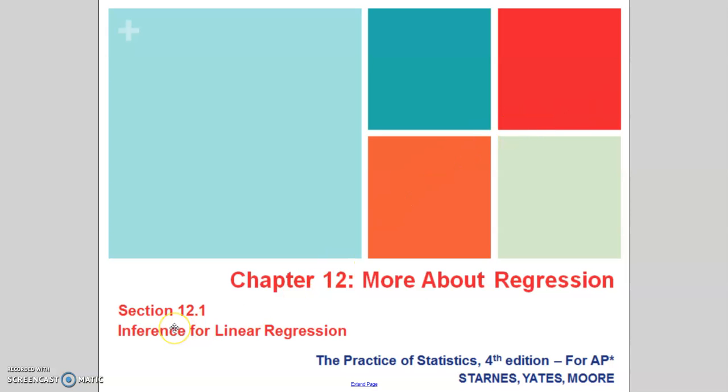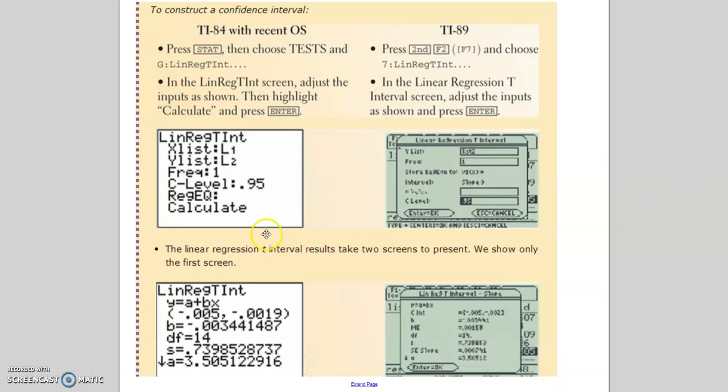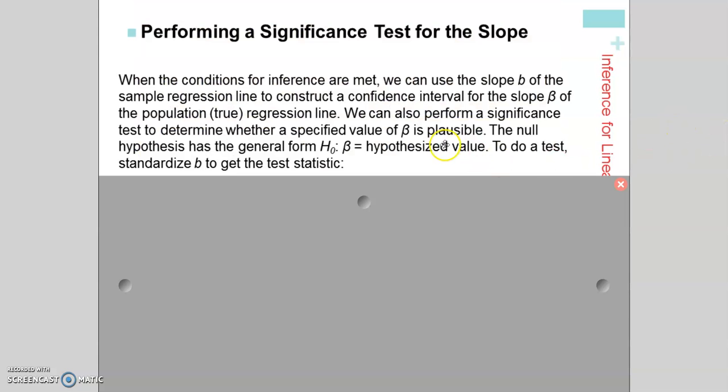We're going to finish up section 12.1 today, talking about inference for linear regression. Yesterday we went over how to do a linear regression t-interval on your calculator, and then it gives you the interval and the slope from the sample, degrees of freedom, and so on. Today, though, we're going to look at performing a significance test for the slope.